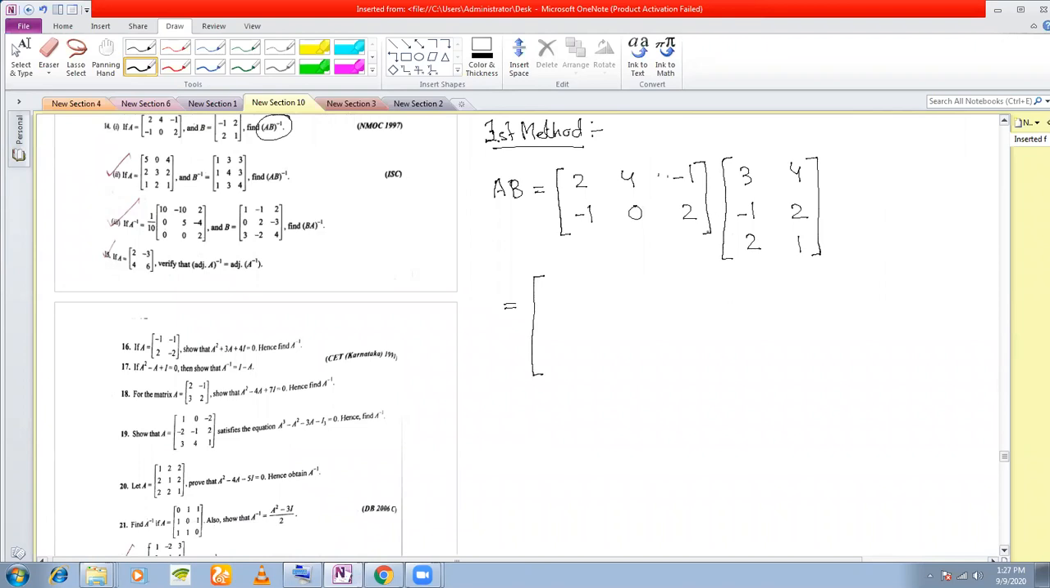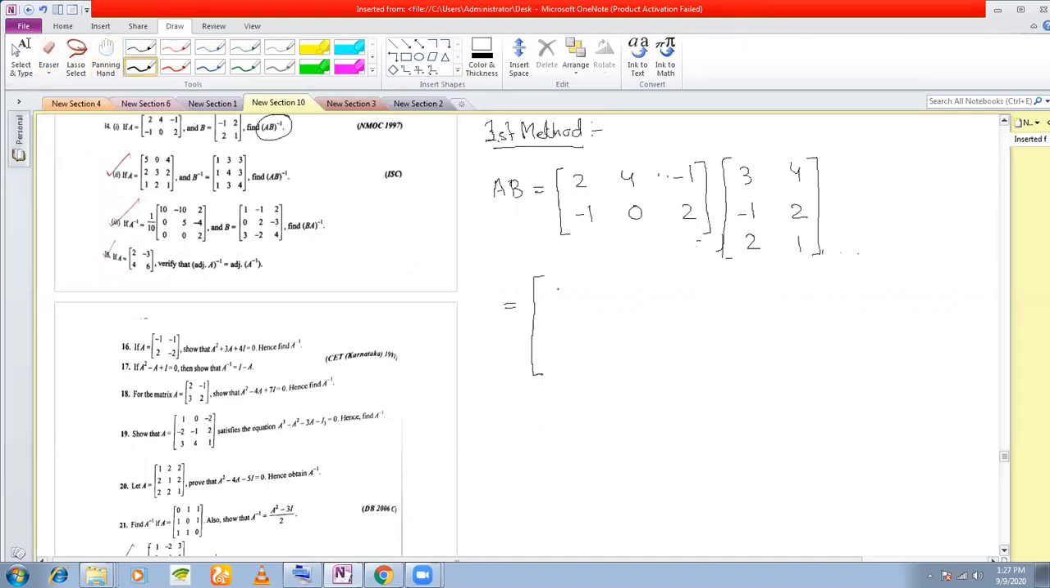First row, first column. Tell me what should be the order of the resulting matrix. This is what order? 2 by 3, isn't it? And this is what order? 3 by 2. Can they be multiplied? Number of columns of the first matrix is equal to number of rows of the second matrix. Yes, they can be multiplied. And what should be the order of the resulting matrix? It should be a 2 by 2 matrix, right? So let's see whether we get a 2 by 2 matrix or not. Let us multiply.